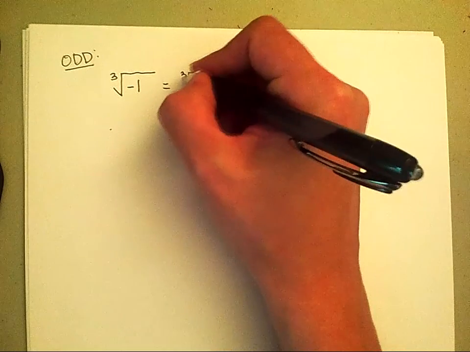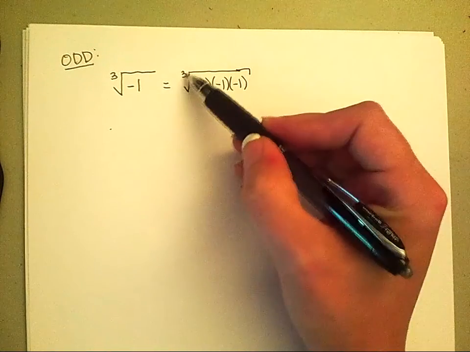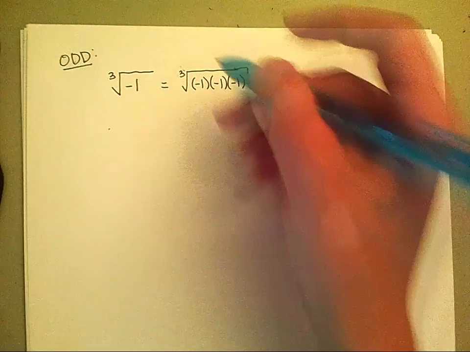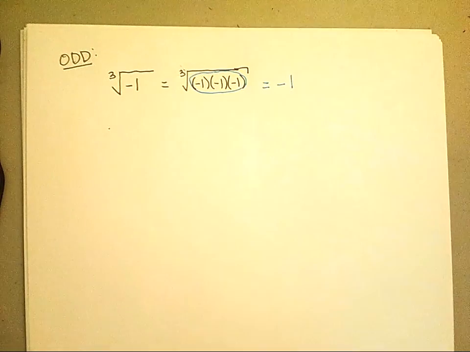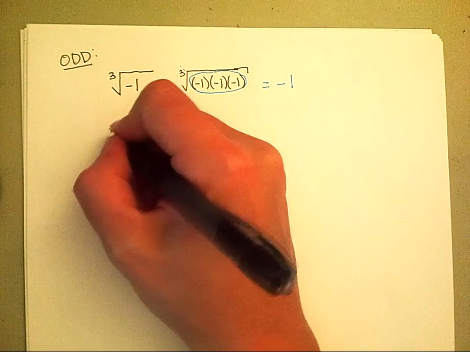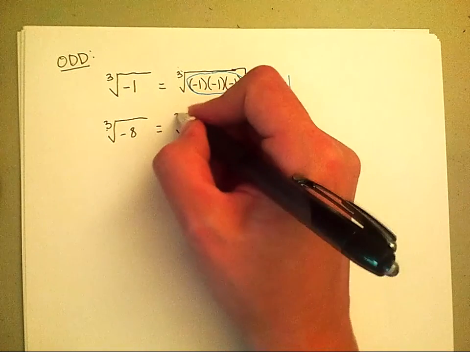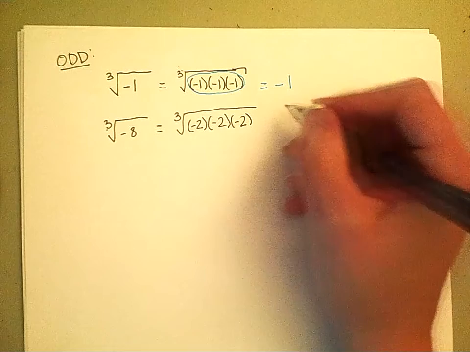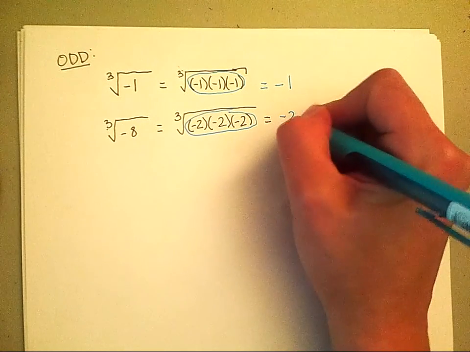Well, I could rewrite negative 1 as negative 1 times negative 1 times negative 1. And in the cube root, I'm looking for a group of 3. And here is the group of 3. So negative 1 times itself 3 times would equal negative 1. So there's not a problem there. What about the cube root of negative 8? Can we find that? Well, we can, because we could rewrite negative 8 as negative 2 times negative 2 times negative 2. And now there's a group of 3 negative 2's, so this is okay.